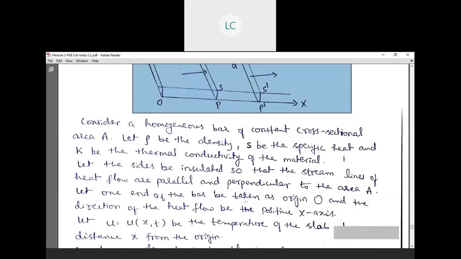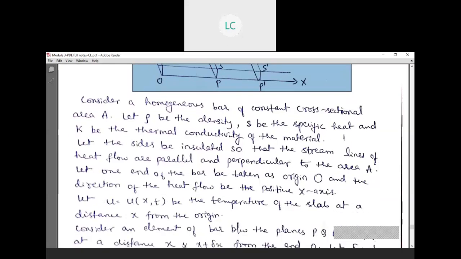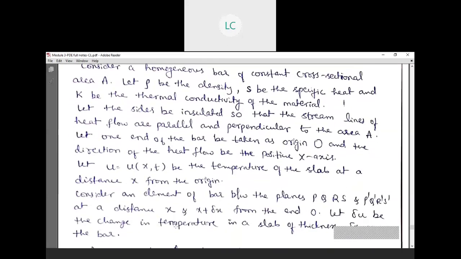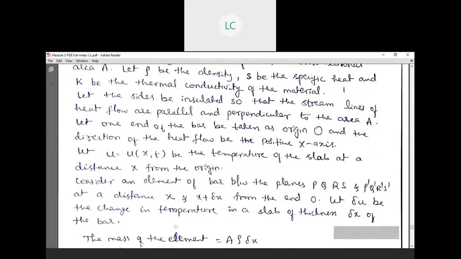Let one end of the bar be taken as origin, so this is the origin, and heat flows along the positive x-axis. See, heat flows like this, in this direction. Let u is equal to u of x comma t, meaning u is a function of x and t, be the temperature of the slab at the distance x from the origin.